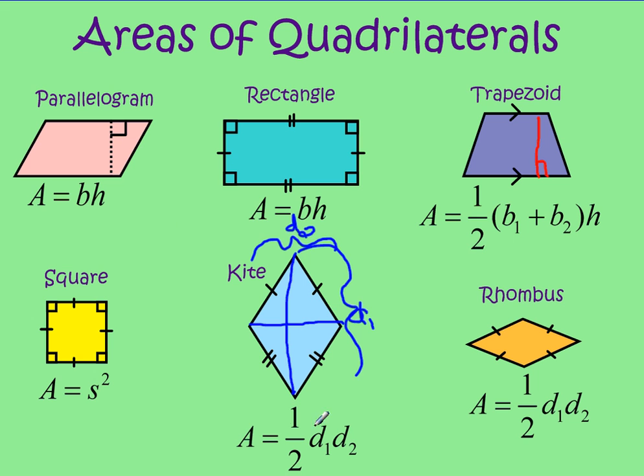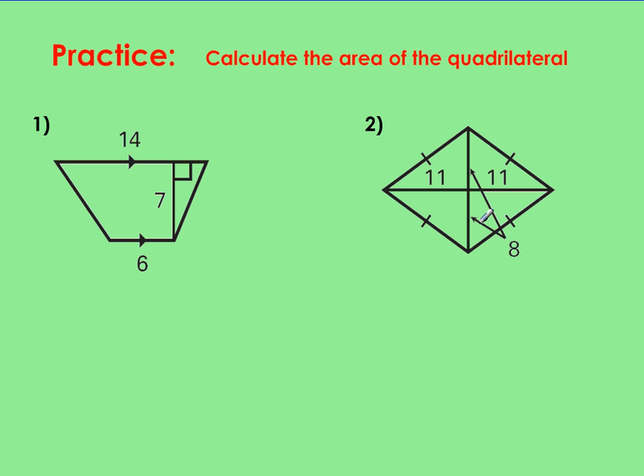I recommend that at this point you go ahead and add them to our tree of quadrilaterals, and we're going to do a couple practice problems. So this next practice problem is asking us just to calculate the area of each quadrilateral, and we know that the area of a trapezoid is going to be 1/2 base 1 plus base 2 times height.